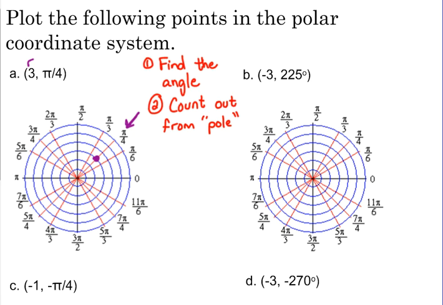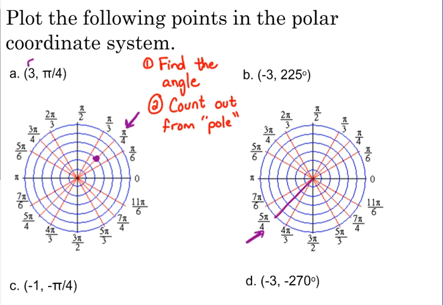Okay, example B, -3, 225 degrees. Well, we don't have 225 degrees on our graph here. Does anybody know what that is in radians? Anybody remember 225? 5 pi over 4. Okay, 5 pi over 4. So we find 5 pi over 4. But here's what that -3 is going to do. We start on the segment 5 pi over 4, but negative is going to shoot us through the pole to the opposite side. So we keep going along this line right here.